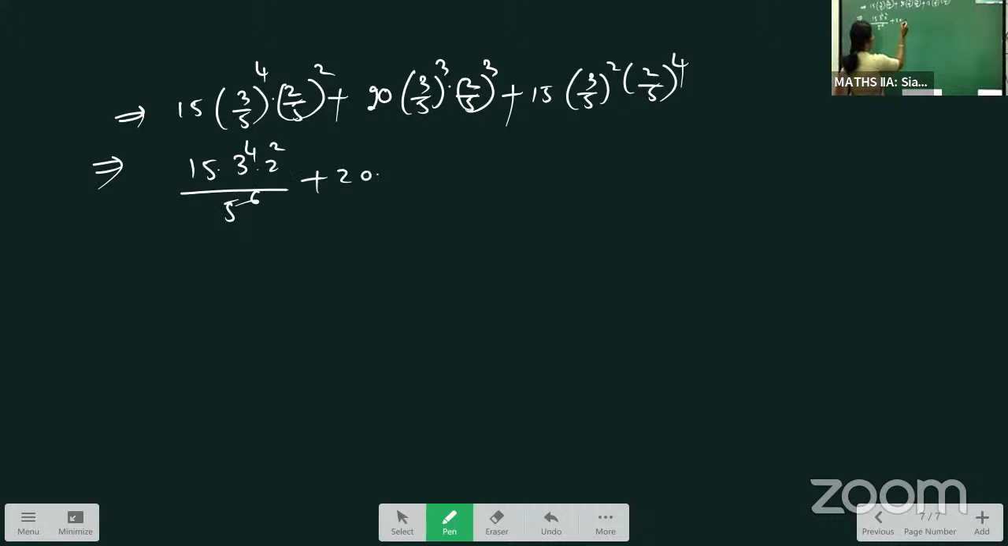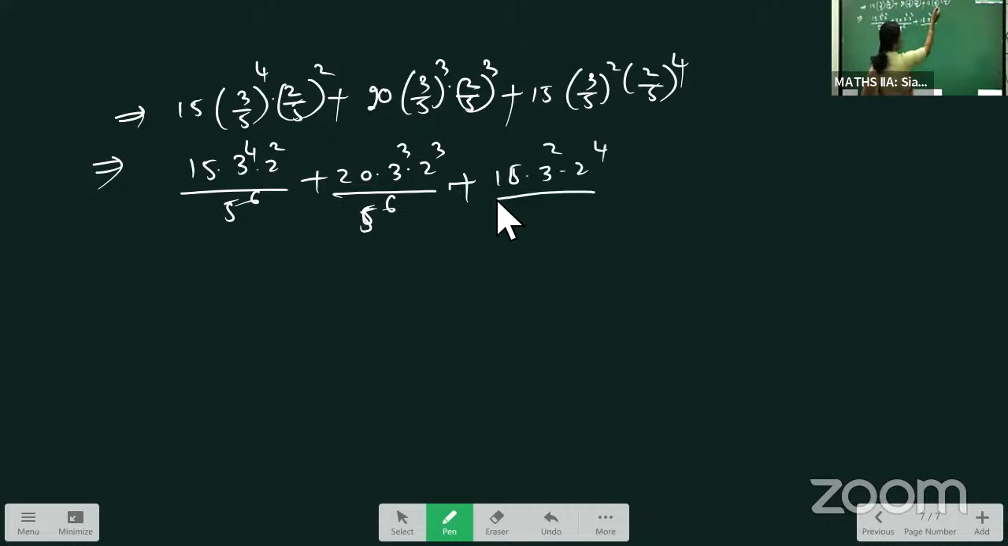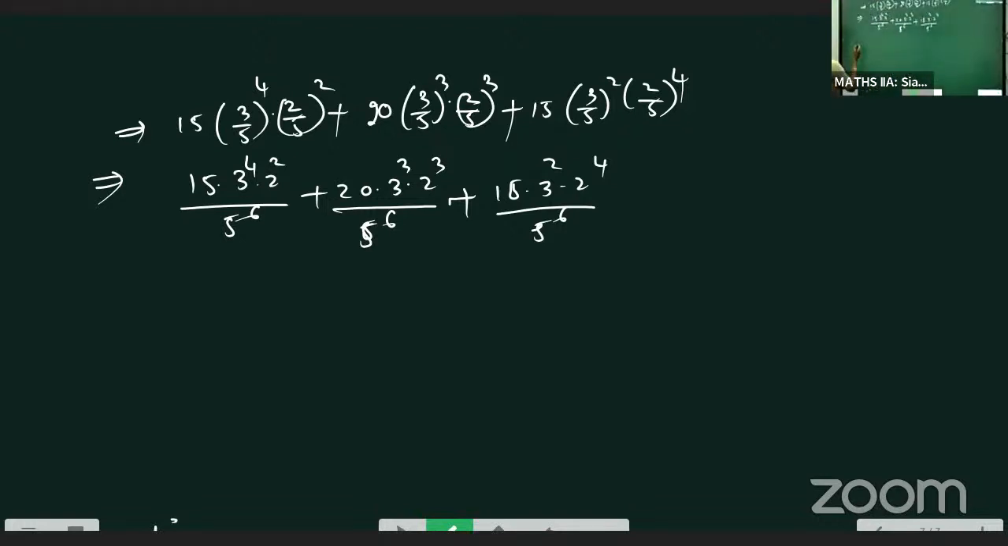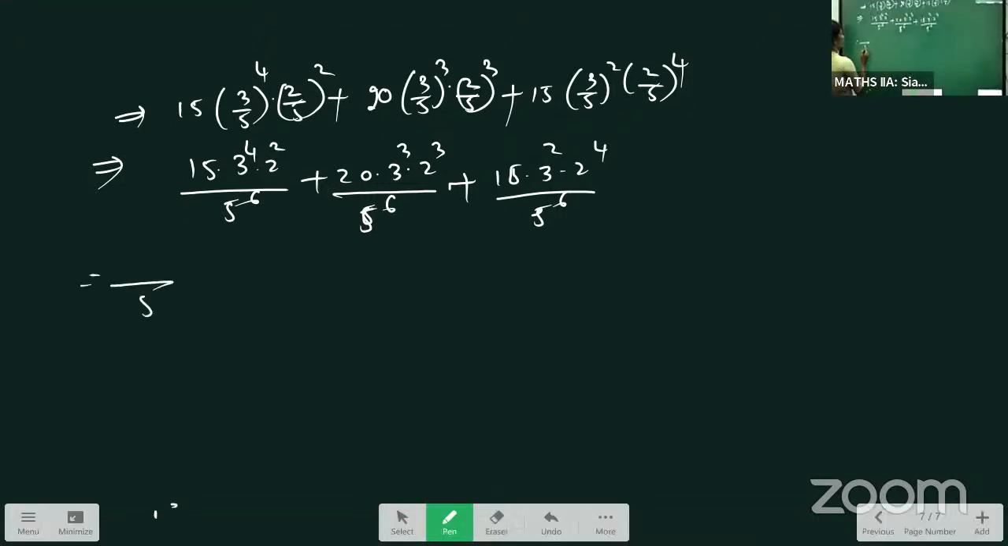Again 20 into 3 cube into 2 cube by 5 cube, 5 cube. Again we are getting what? 5 power 6 plus 15 into 3 square into 2 power 4 by 5 square, 5 power 4. Again we are getting 5 power 6. If you observe, the whole denominator is the same for all the terms. So take denominator 5 power 6 common.